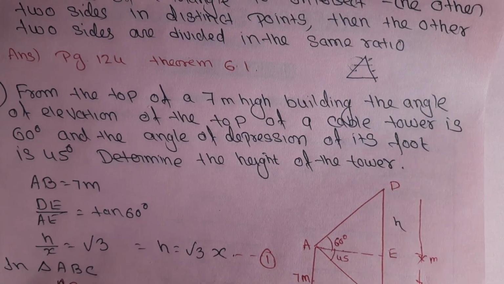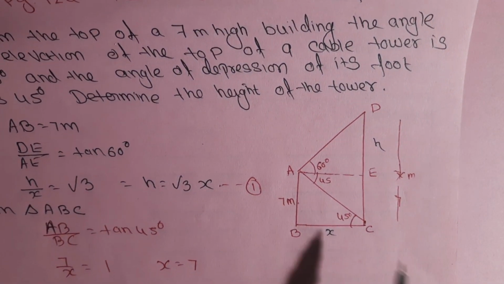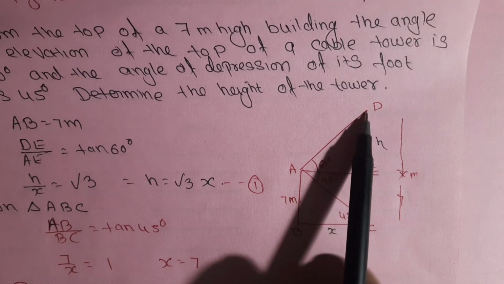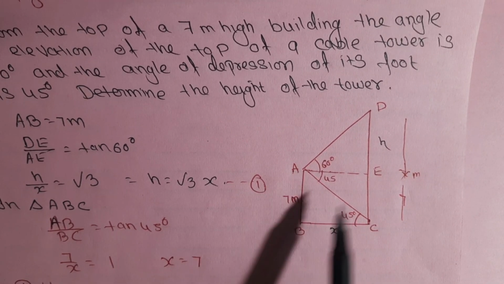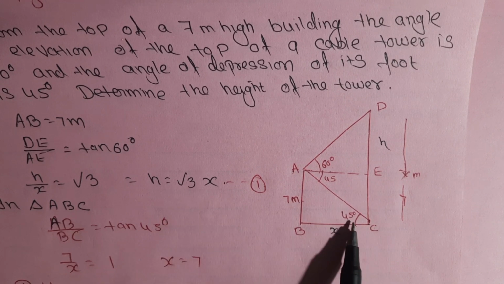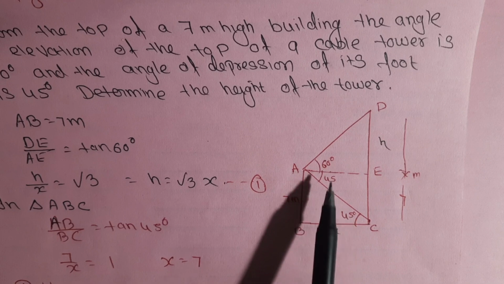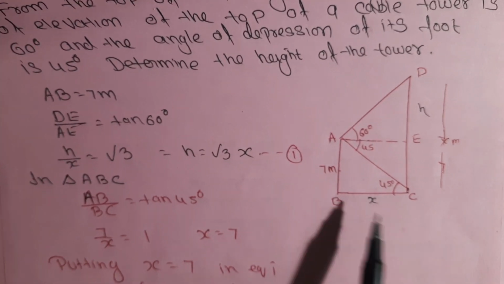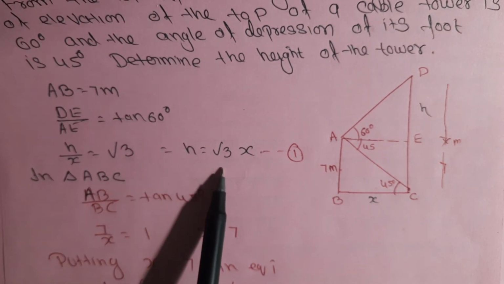Now you see, this is a building AB, and next to it there is a tower. So you have to find out the height of the tower. This is 7, and the angle of depression is 45. Since we draw a line parallel to this, this angle is also 45. Now you see, AB is equal to 7, and you have to solve this one.